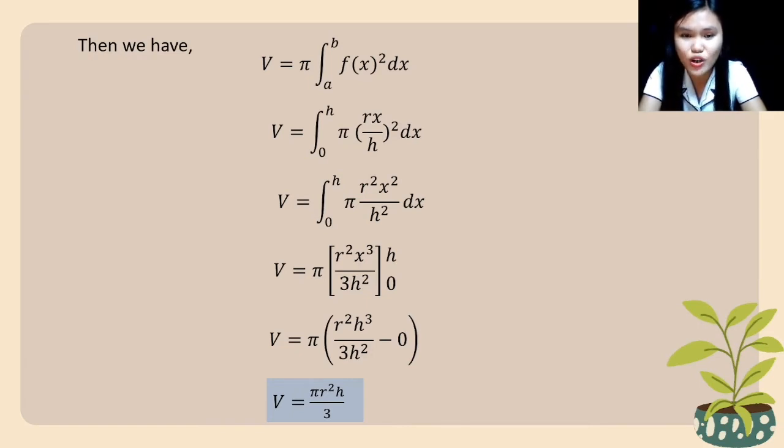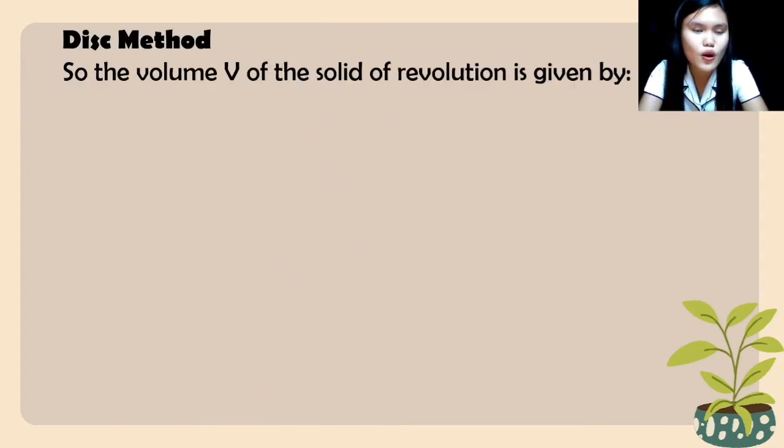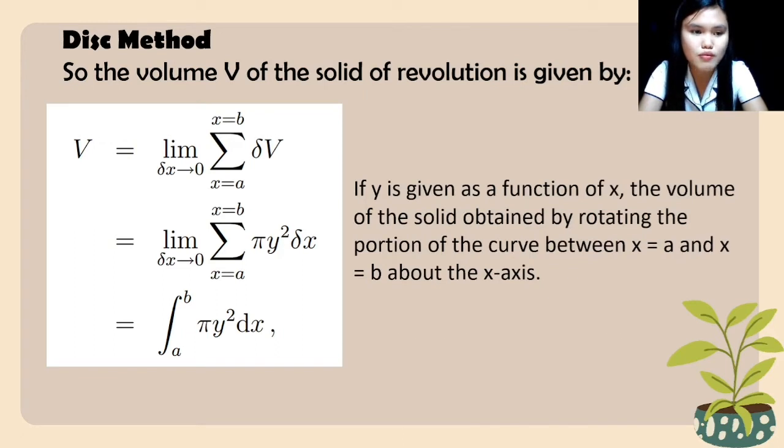Anyone in the class who has questions regarding this one? None? Okay, let's proceed. So using the disk method, we have here volume equal to the limit as delta x approaches 0 of the summation from a to b of delta v. Then we will be using integration in finding the volume. So we'll have the integral from a to b of pi y squared dx. So if y is given as a function of x, this is the volume of the solid obtained by rotating the portion of the curve between x equal to a and x equal to b about the x-axis.